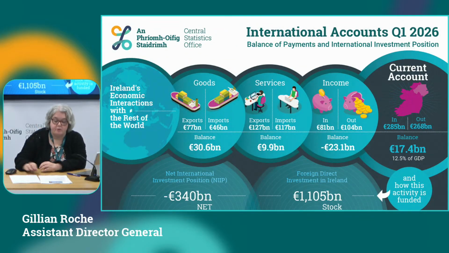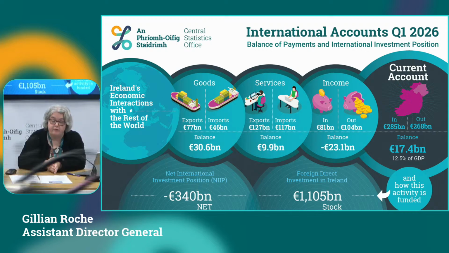Thanks, Chris. So we'll start with our infographic, which gives us a summary of the results of the international accounts for this quarter. So we have goods exports of 77 billion, with imports of 46 billion, giving us a merchandise balance of 30.6 billion. On the services side, we have exports of 127 billion, imports of 117 billion, so that gives us a positive services balance of just under 10 billion. And on the income inflows, we have inflows of 81 billion, outflows of 104 billion, giving us net income outflows of 23.1 billion. And those three items then combine together to give us our current account balance of 17.4 billion, or 12.5% of GDP.